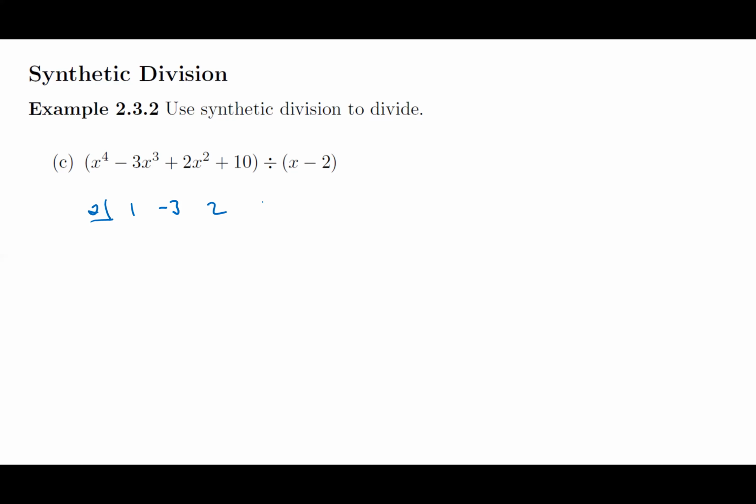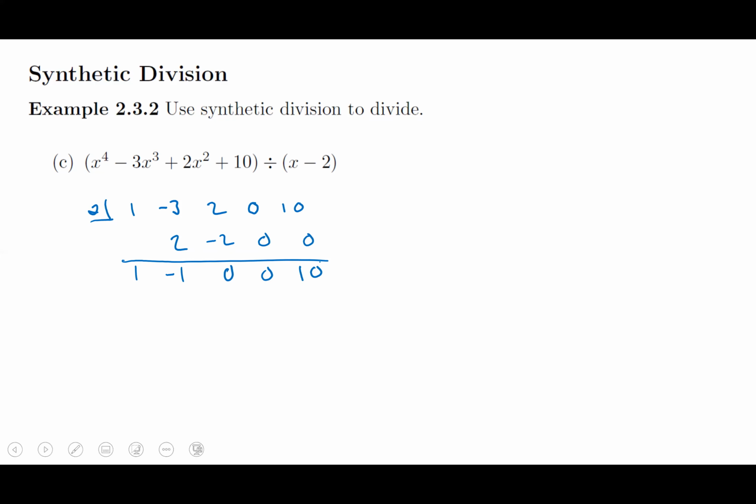Horrible joke. We're missing the X to the first, so I'm going to call that 0. Coefficient of 0. And then it's all automated. Bring down, multiply, add, multiply, add, multiply, add. 2 times 1 is 2. Negative 3 plus 2 is negative 1. Add, you get 0. There we go.